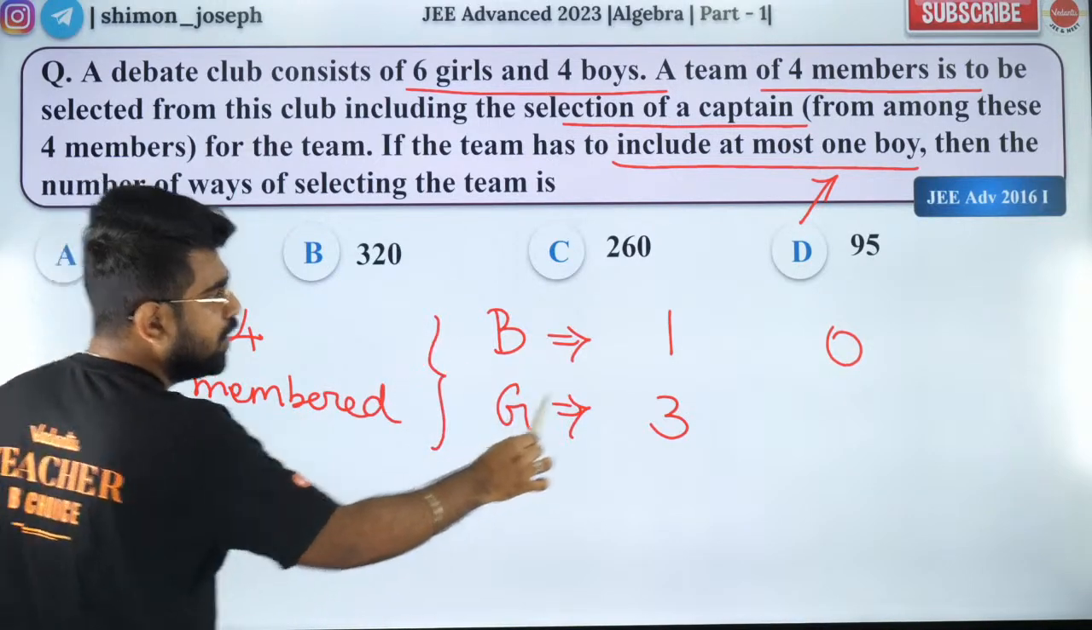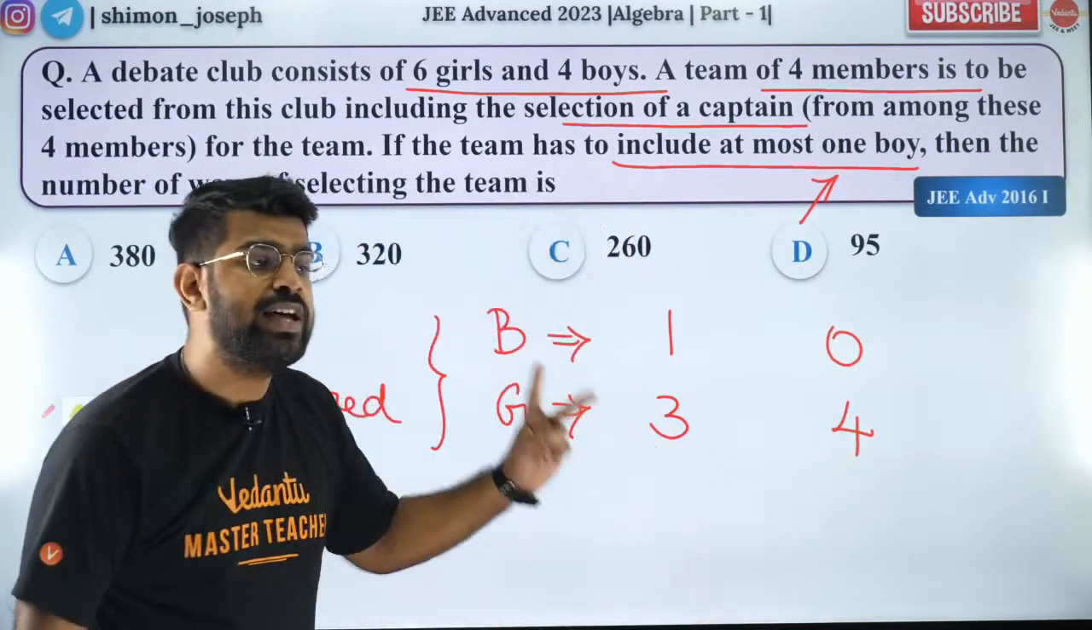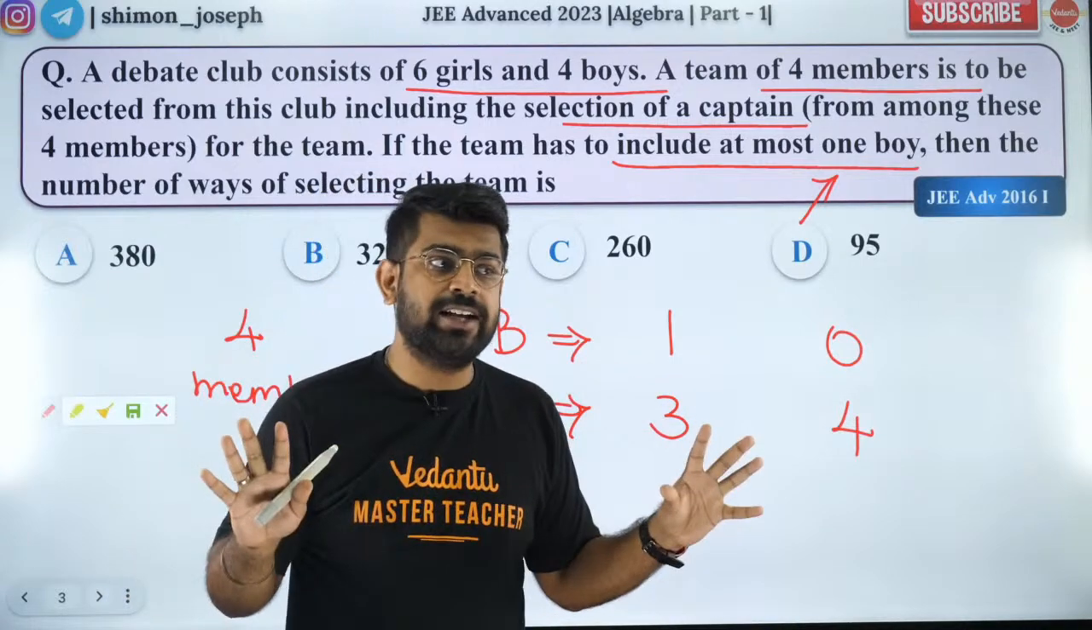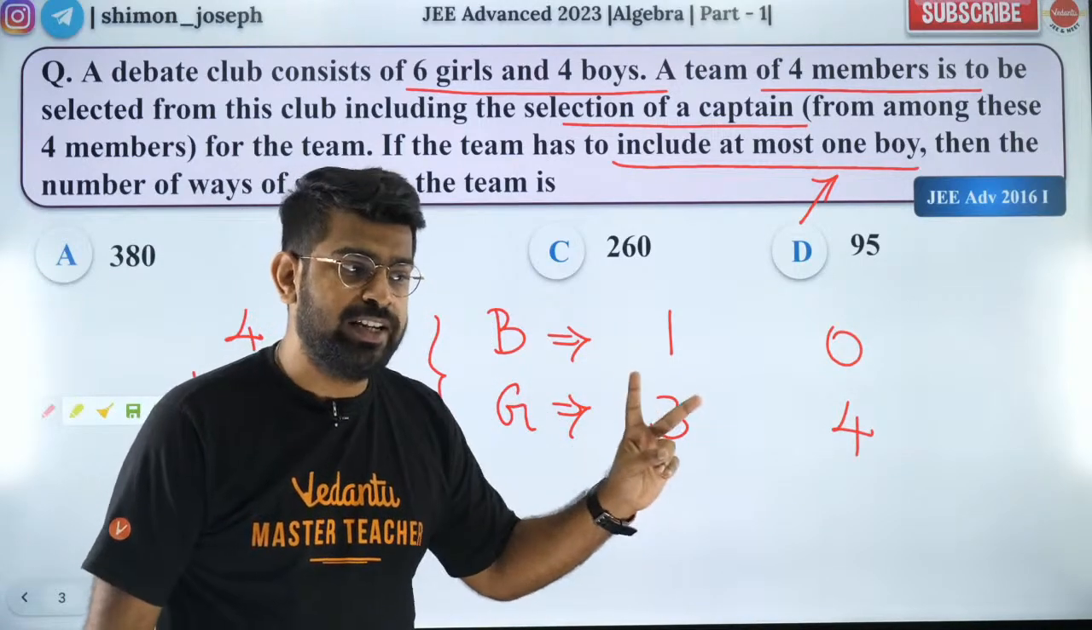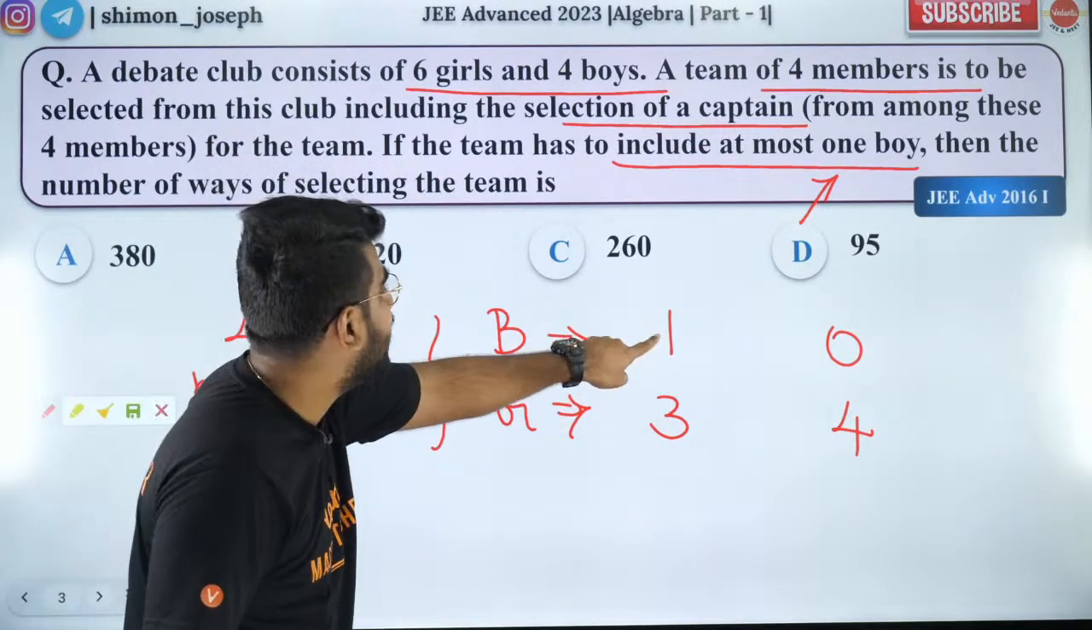Correct? So 1 boy, 3 girls or 0 boy, 4 girls. These are the only 2 possibilities. Okay, are you all clear? Very good, my dear boys and girls. You are awesome. So how can I select 1 boy?